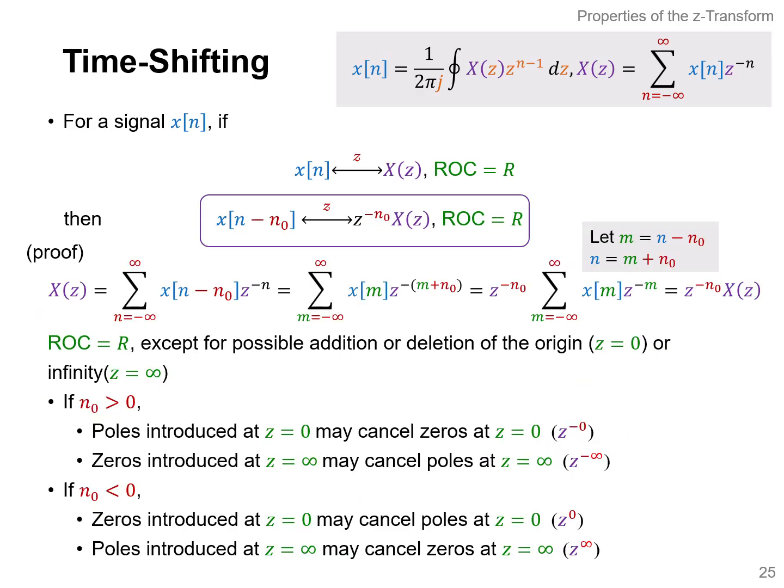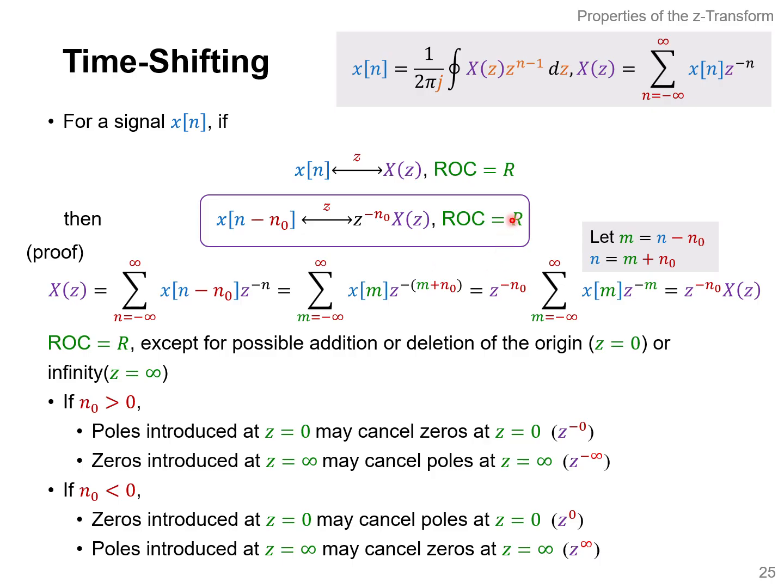Next, we talk about the time shifting property in the Z transform. This property helps us when a signal is delayed or shifted in time. We start with a signal x[n]. Its Z transform is X(z). The region of convergence is R. If we shift the signal by n0, we write it as x[n minus n0]. The Z transform becomes z to the minus n0 times X(z). The ROC stays the same.